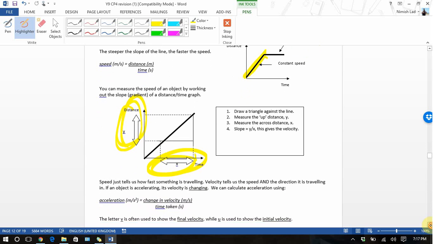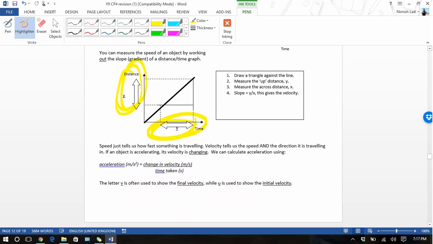Speed just tells you how fast something is going. Velocity tells you the direction it goes as well, because velocity is to do with direction as well as speed. So if an object's accelerating, its velocity is changing. So we call that idea acceleration. Acceleration is change in velocity over time. The letter v is often used to show final velocity, while u is used to show the initial velocity. So sometimes it might be given that as well.